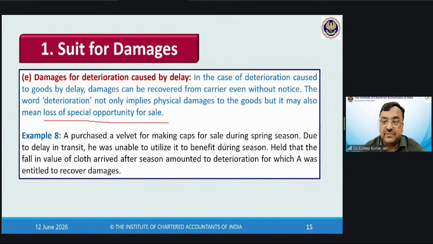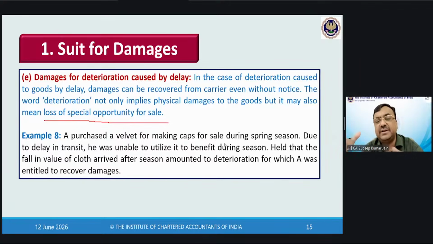A has purchased a velvet for making the caps so that he can sell during the spring season. The delay was in delivery by the carrier company. So he received the material after the season. He could not take the benefit, so he can claim the loss arising due to the delay.